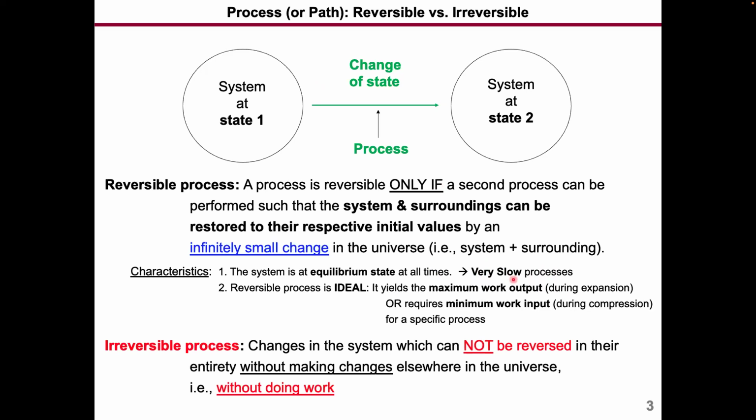Okay, now a reversible process is also ideal. It yields the maximum work output during expansion or requires minimum work input for a specific process during compression. And again, in the next slide, we will tell you what these mean. But just remember, in a reversible process, the system is at an equilibrium state with the surroundings at all times, it is a very slow process, and it is ideal, right? Ideal means that in real world operations, usually the process cannot reach completely reversible. So that means your work output or work input might be slightly different from these ideal processes.